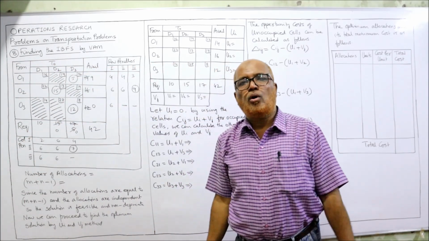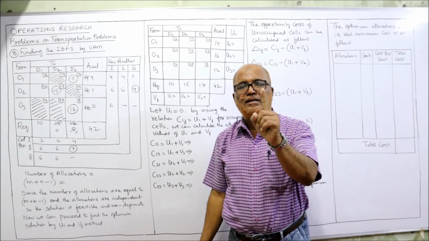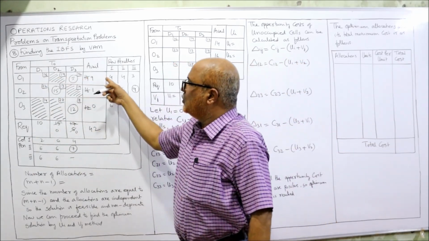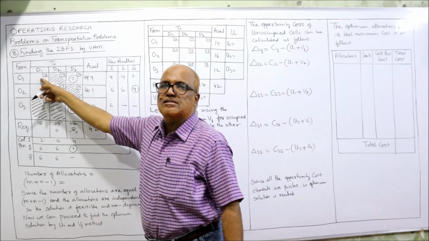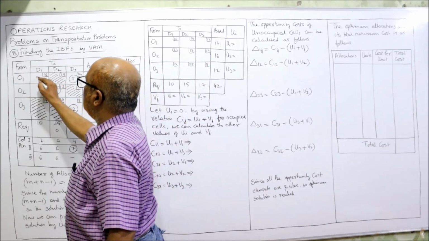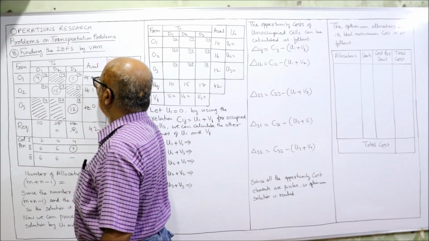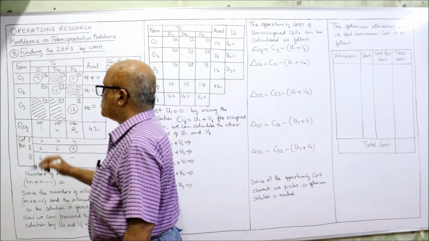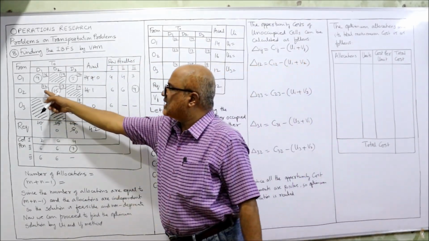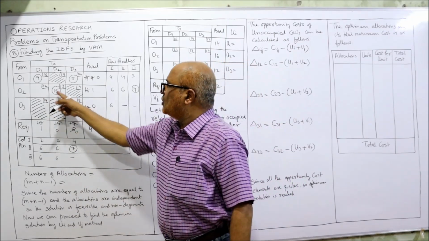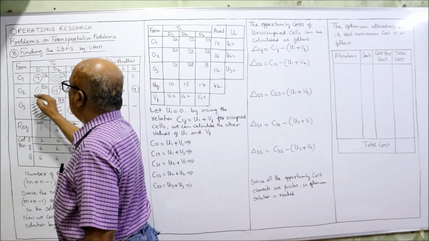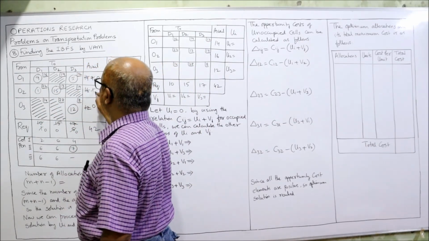Now, in any row or column, if only one unoccupied cell is there, we take the balancing figure. In the first row, you can see only one unoccupied cell is there. And the row total is 9. So we allocate 9 here. This will become 0. So 10 minus 9 is 1. Now how many cells are unoccupied? Only one cell is unoccupied. Where the row total is 1, column total is 1. So I am allocating 1 here. This will become 0 and this will become 0.